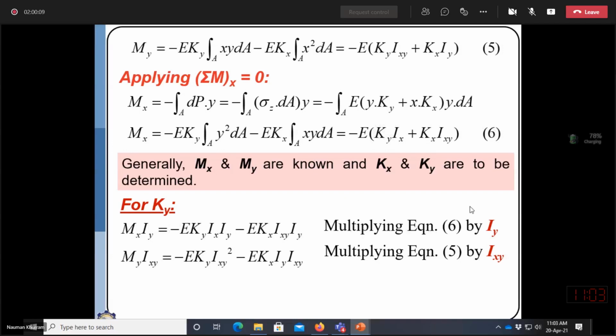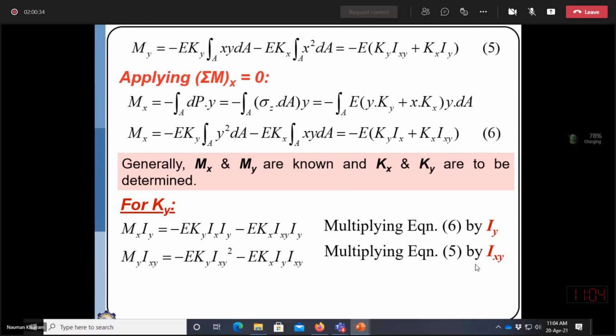So multiplying equation number 6 with Iy, we will have this equation: Mx Iy, the entire equation, minus E ky Ix into Iy, and minus E kx Ixy into Iy. So we are having this.